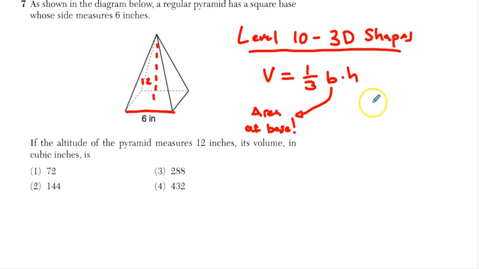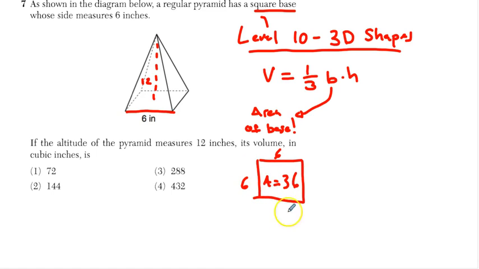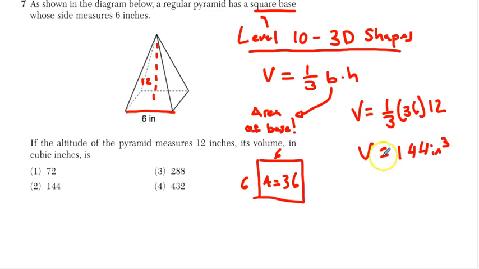So what we're going to do is draw the base. That base is a square. How do I know it's a square? It tells us that. It has sides of 6 and 6. So the area is going to be 6 times 6, which is 36. So that is my base, the area of my base. Now you just plug it on in. Volume is equal to 1/3 the base times the height, which is 12. So the volume is equal to, put that all in your calculator, you get 144 inches cubed. Done and done. All right, moving on to the next problem.